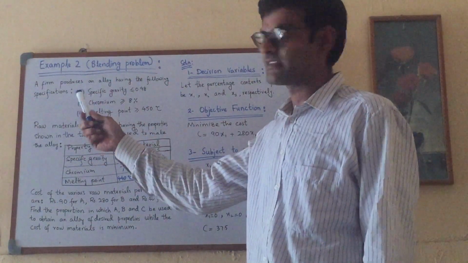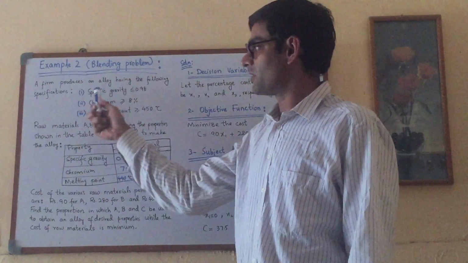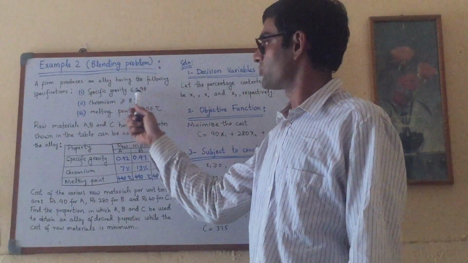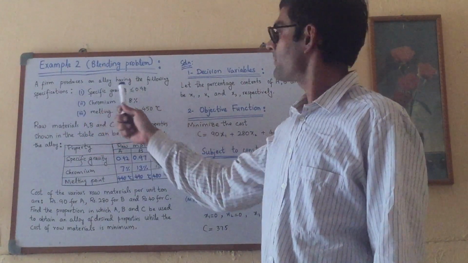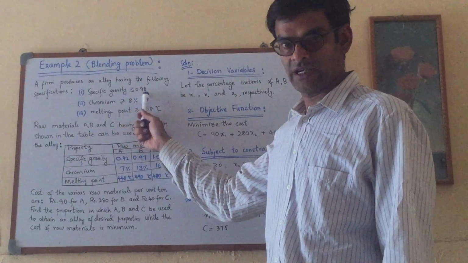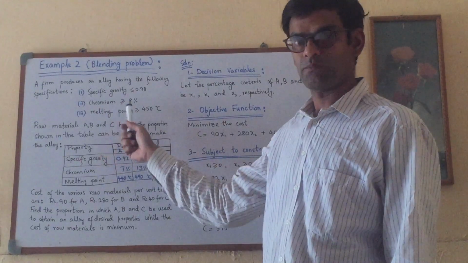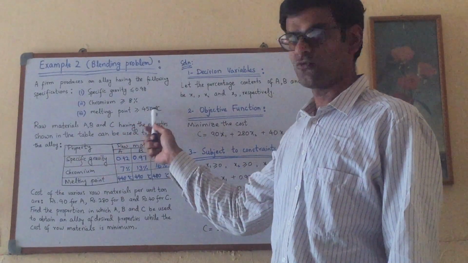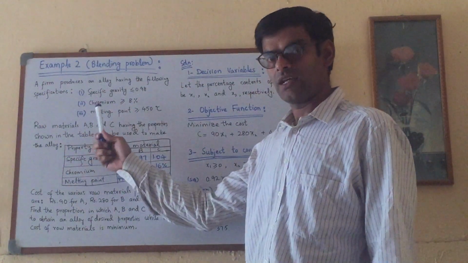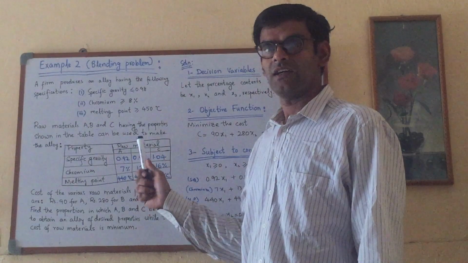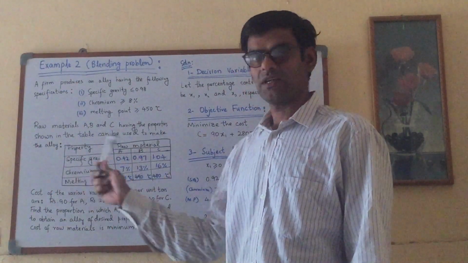Now we're going to discuss exam number 2, learning problem. A firm produces an alloy having the following specifications. Number 1, specific gravity less than or equal to 0.98. Number 2, chromium greater than or equal to 8%. This is concentration. Number 3, melting point greater than or equal to 450 degrees Celsius. Raw materials A, B, and C having properties shown in this table can be used to make the alloy.